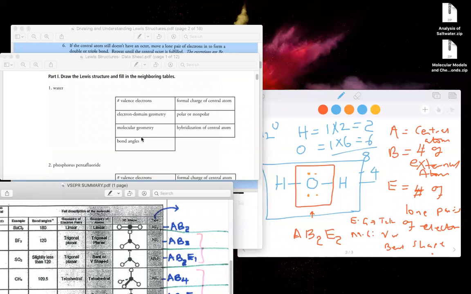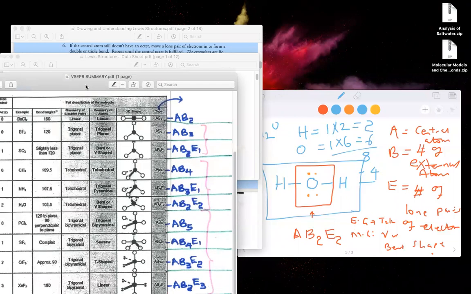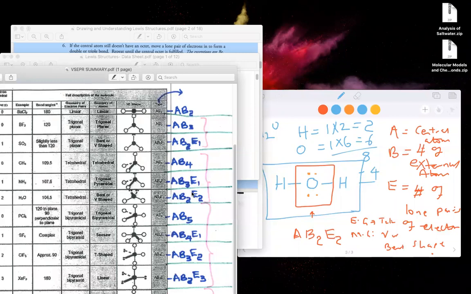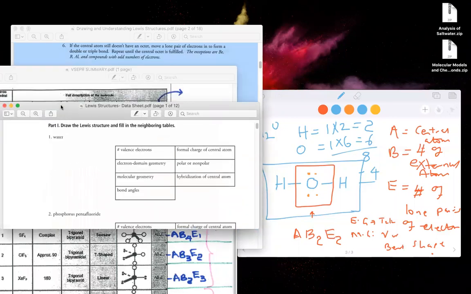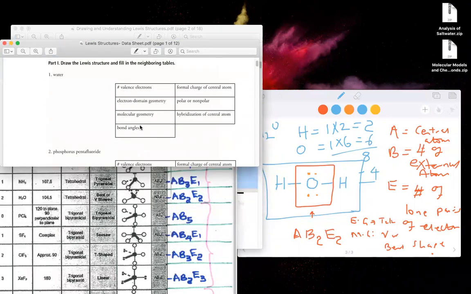Still on the handout, you can look at the bond angle for H2O. For H2O, it is 104.5. So I'm just going to put 104.5 for H2O. That is how to complete the first, second, third, and fourth. We are done with each box in each problem for part 1.